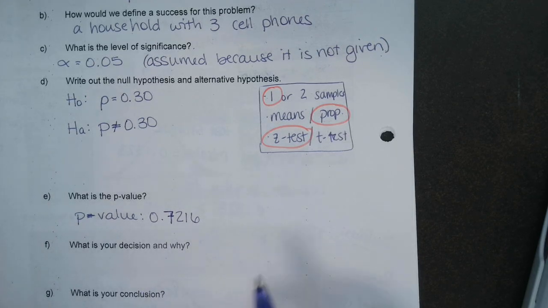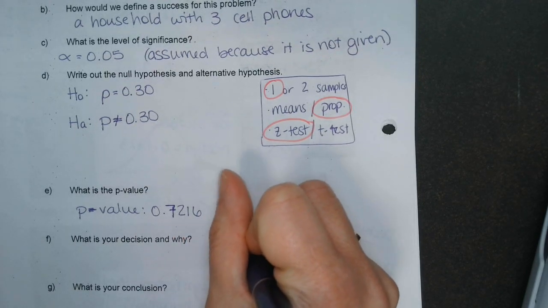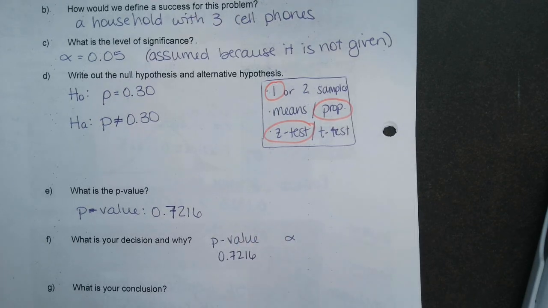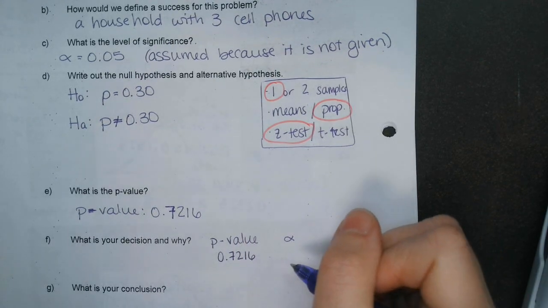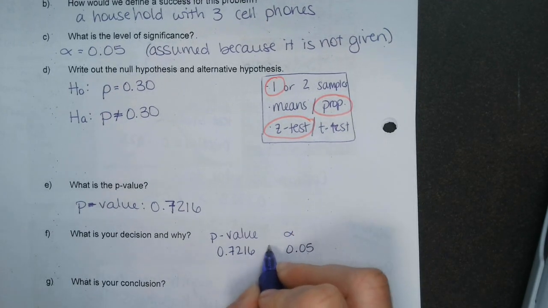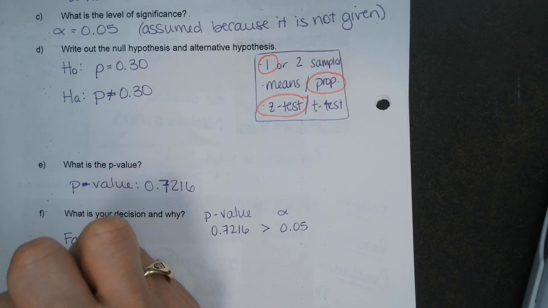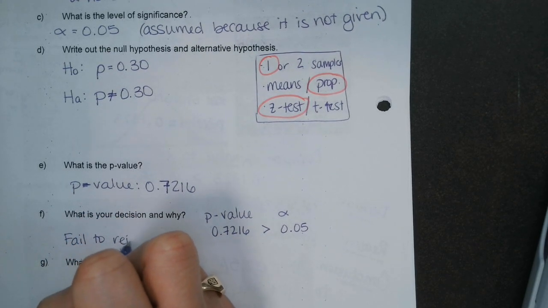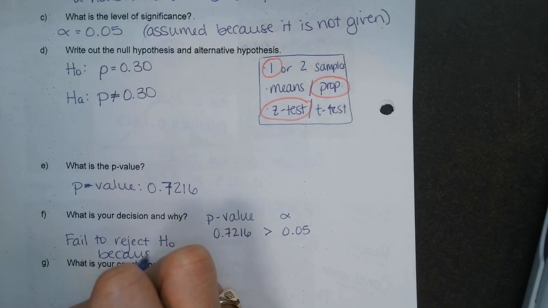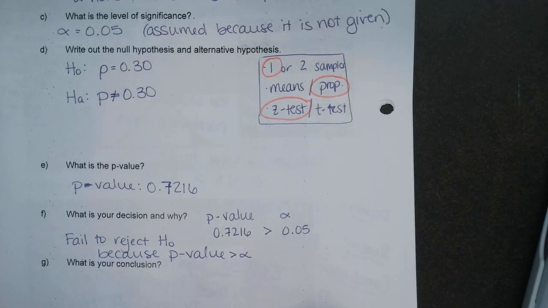So in order to make my decision, I have to compare my p-value with alpha. My p-value is 0.7216 or 0.722, and my alpha is 0.05. So my p-value is much greater than my alpha. This tells me that I fail to reject the null hypothesis. That's my decision, and my why is because my p-value is greater than alpha.